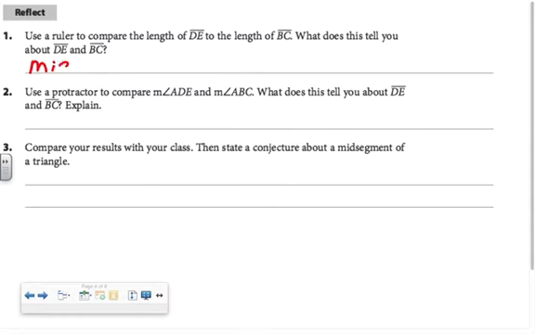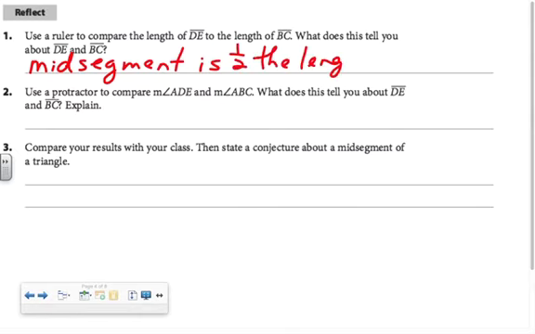DE, the midsegment, is half the length of the side it doesn't intersect.